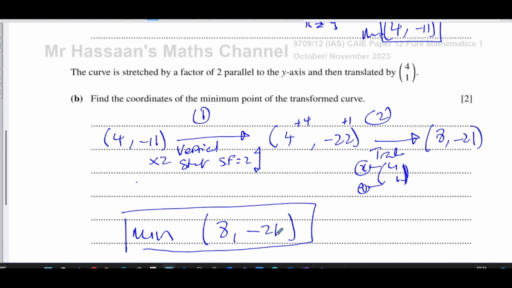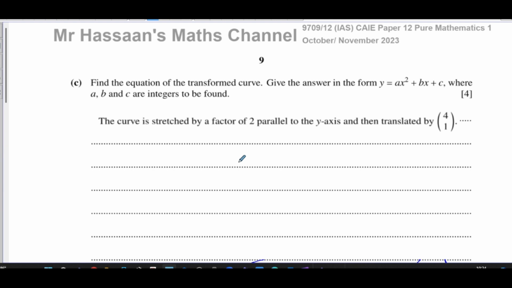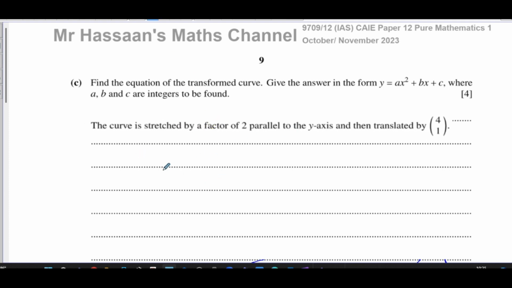Okay, and now for part C. Find the equation of the transformed curve, giving the answer in the form y equals ax squared plus bx plus c, where a, b, and c are integers to be found. Now this is what's happened to the curve. The original curve was y equals x squared minus 8x plus 5. We wrote it as y equals (x minus 4) squared minus 11, and we worked out the vertex was (4, -11), the minimum point.